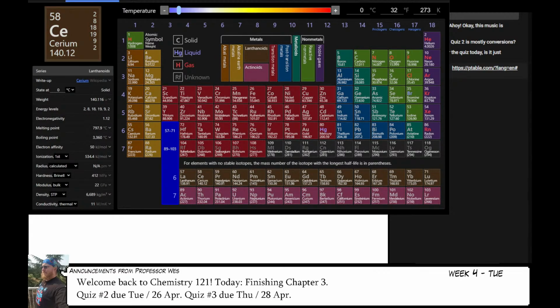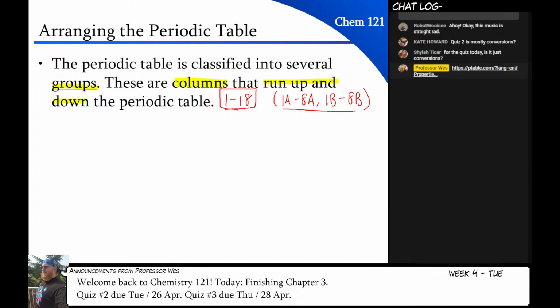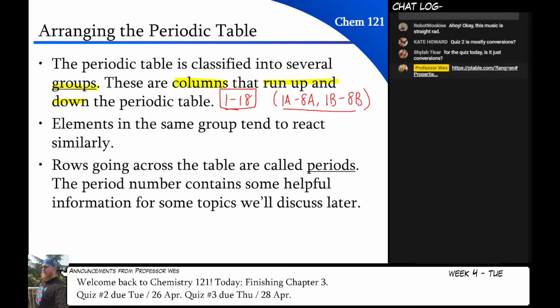All right, so those are our groups. The next property of the periodic table we want is going across left to right. And so rows going left to right are called periods.